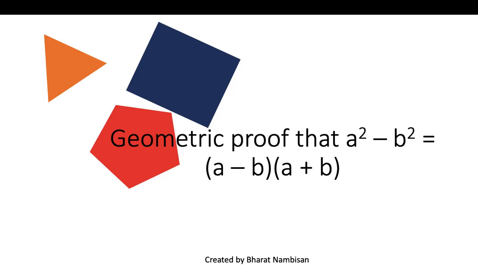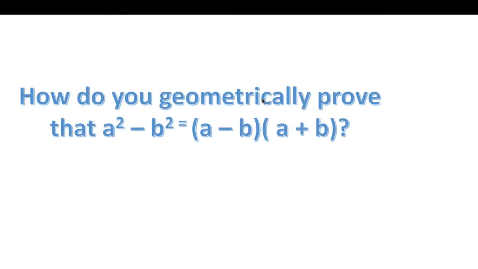So in this video, I will talk about a geometric proof that a squared minus b squared is a minus b times a plus b. As I said, I will be talking about how to geometrically prove that a squared minus b squared is a minus b times a plus b. So let's think about it.